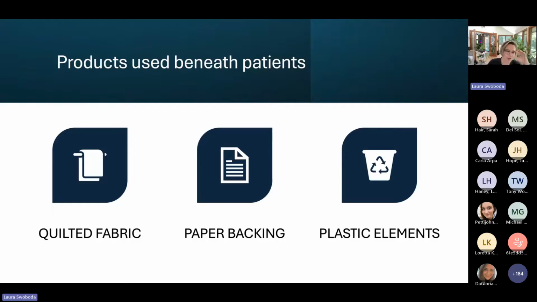There's quilted fabric, which is environmentally sustainable. We can wash it and use it. So there's benefits and there's detriments to each one of these. There are paper-backed products, and we'll talk a little bit more about that. There are also ones with plastic elements.